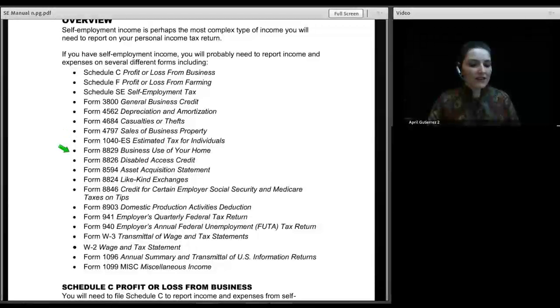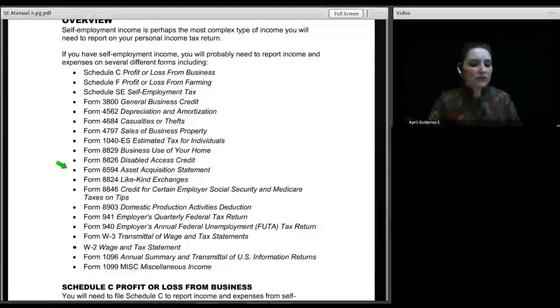Then we have Form 8829 for business use of home. We're definitely going to take a look at that baby today. And also the Disabled Access Credit, Form 8826. If you have a business and you make improvements to property that you use in your business to adapt it to uses that make it more accessible for handicapped individuals, you can qualify for a credit for that. We don't cover that credit in today's class, but we will be covering that credit in our course called Federal Tax Credits for Business.